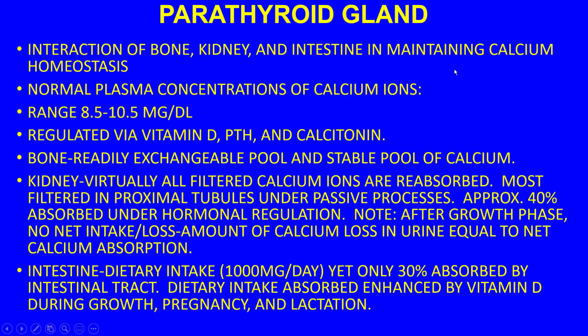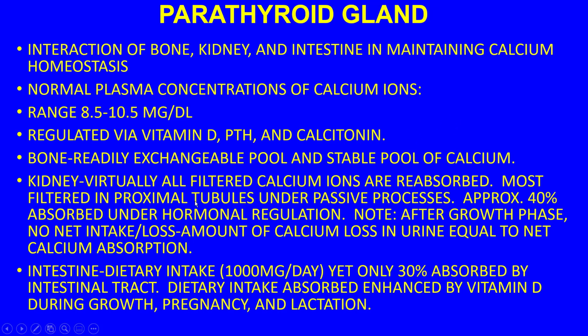When we talk about the interaction of bone, kidney, and intestine maintaining calcium homeostasis, we have to consider the following points. For the normal plasma concentrations of calcium ions, the range is between 8.5 to 10.5 milligrams per deciliter. This is going to be regulated via vitamin D, PTH, and calcitonin. The bone is a readily exchangeable pool, as well as being a very stable pool of calcium. In the kidney, virtually all filtered calcium ions are going to be reabsorbed.